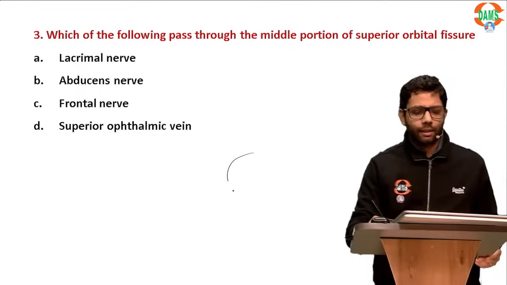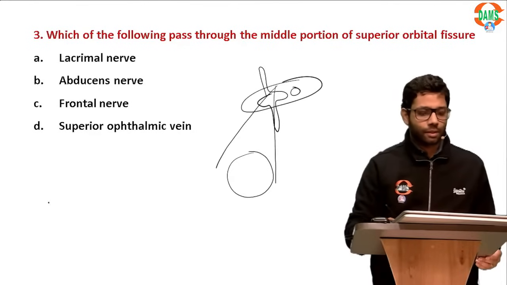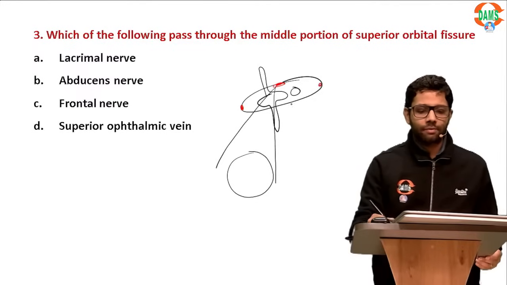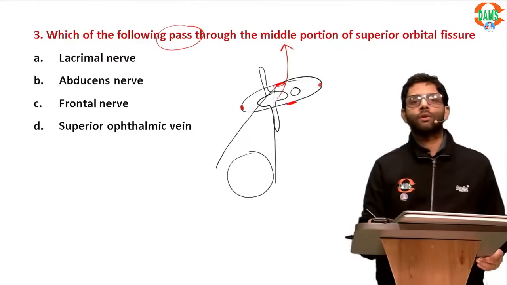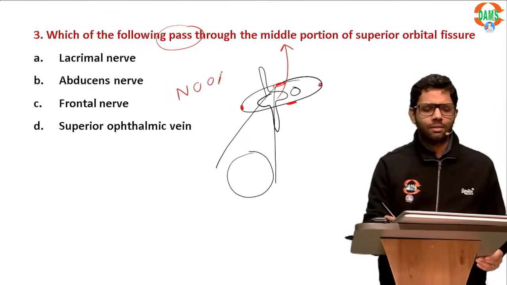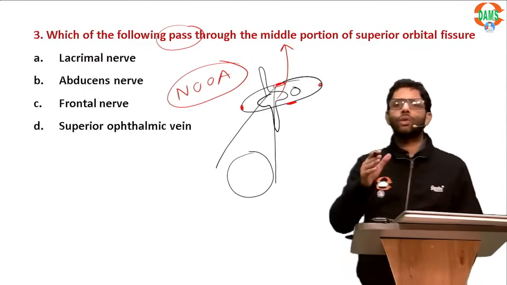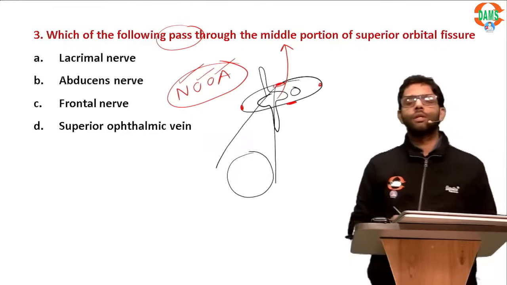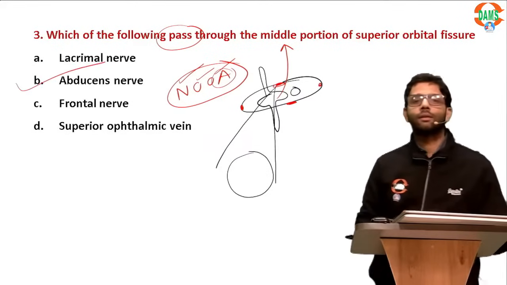In the apex of the orbit, this is the superior orbital fissure. This is the optic canal. And what is this? Annulus of Zinn. The four recti muscles originate from the annulus of Zinn: superior rectus, medial rectus, lateral rectus, and inferior rectus. So the question is, which of the following pass through the middle portion of the SOF, and that can be remembered as, now this is a fact, an anatomy question, but it can be related to your clinical orbit as well. So NOOA, you remember: N is nasociliary nerve, not in the options. O is oculomotor, superior and inferior divisions of oculomotor, and A is the abducens nerve, and that is written over here.